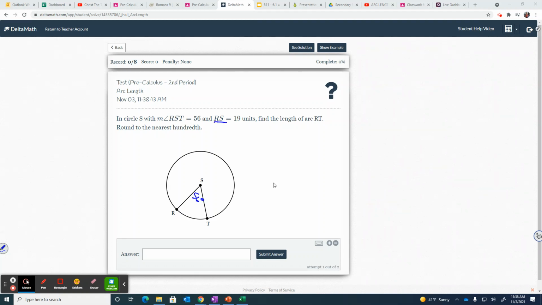And it's going to give you just 2 letters, RS, that's just a radius. So it's always going to give you a radius and the central angle, so you're just going to plug them into the formula. So for arc length, it's s equals theta over 360 times 2 pi r. And then for area, it's theta over 360 times pi r squared.